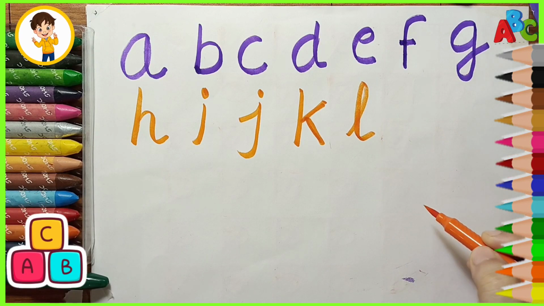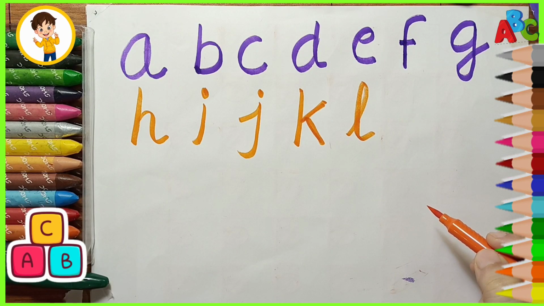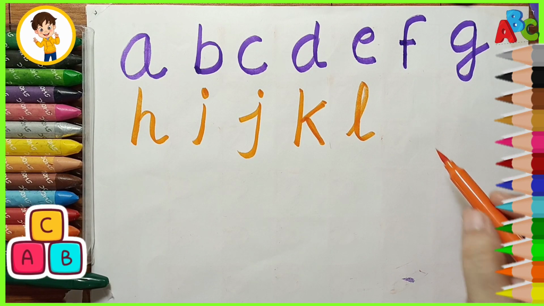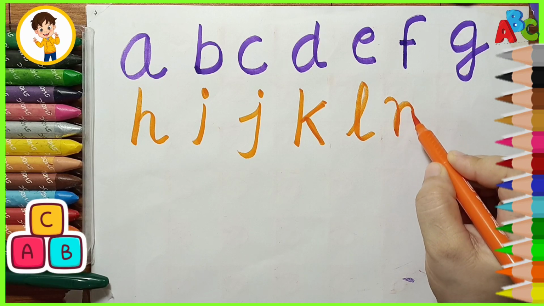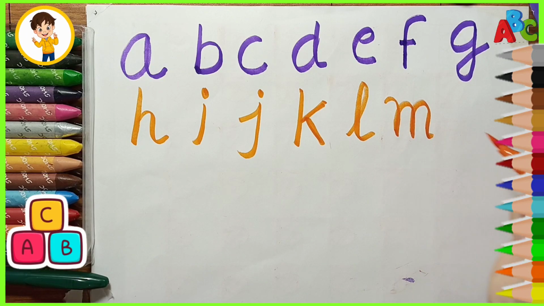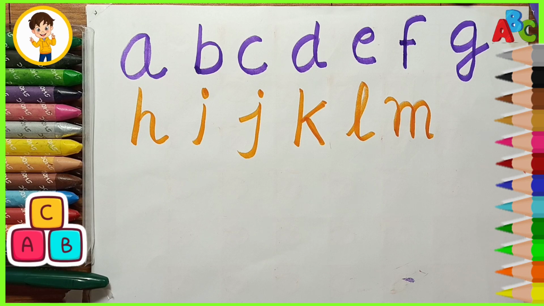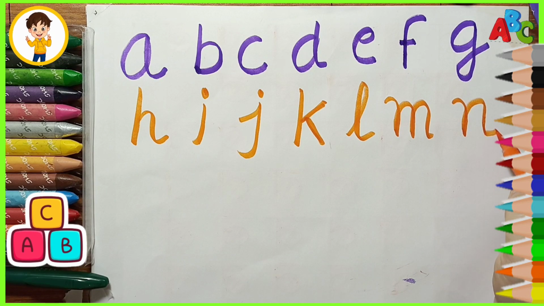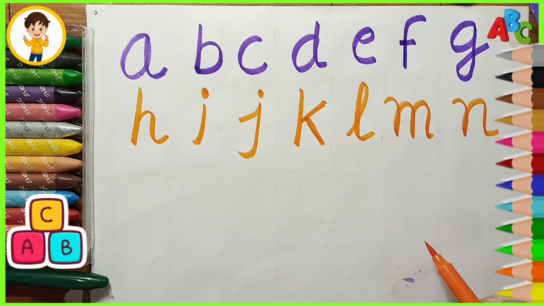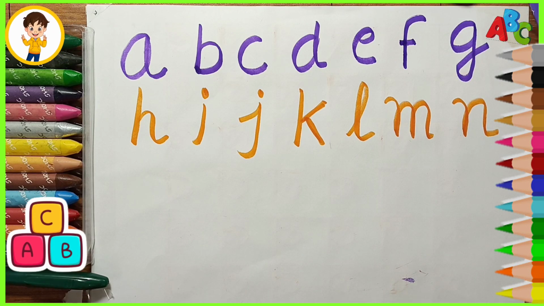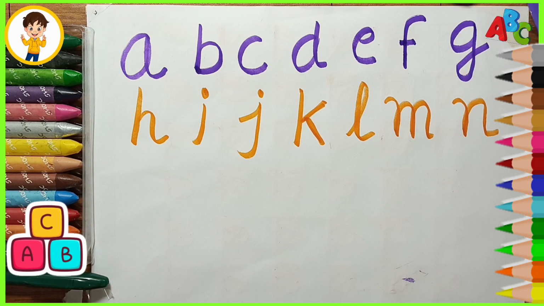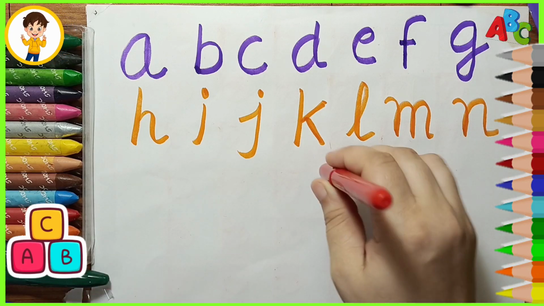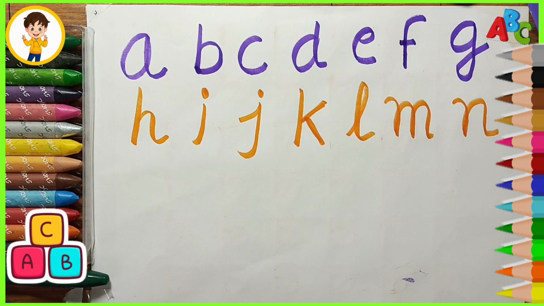L. L for line. M. M for mango. N. N for net. Red color.